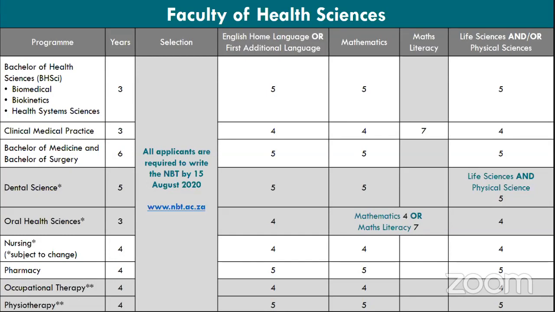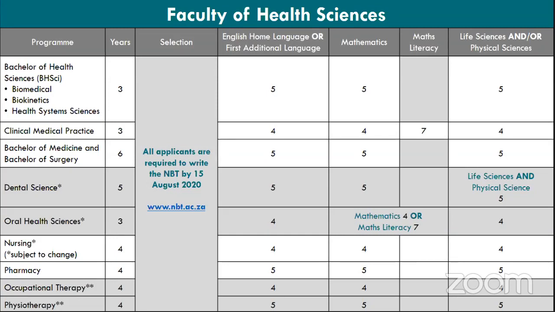That's what we use. Please keep in mind there is a requirement there that says in the other faculty subjects, you'll find that there's a life science and or physical science. Now I'm going to go through that thoroughly so that you understand very well, because we do have qualifications that will require both physical science and life science, others is an and or. Let's start with Bachelor of Health Sciences with specialization in biomedical science, biokinetic, as well as health science systems.